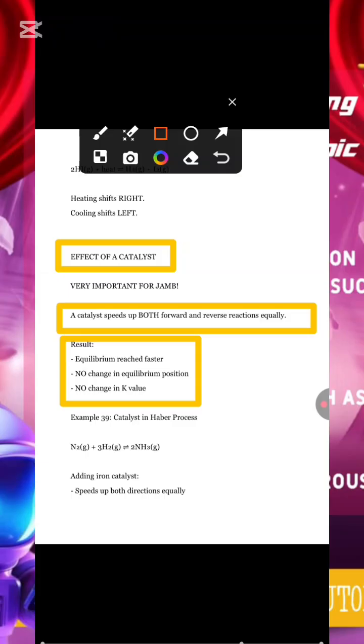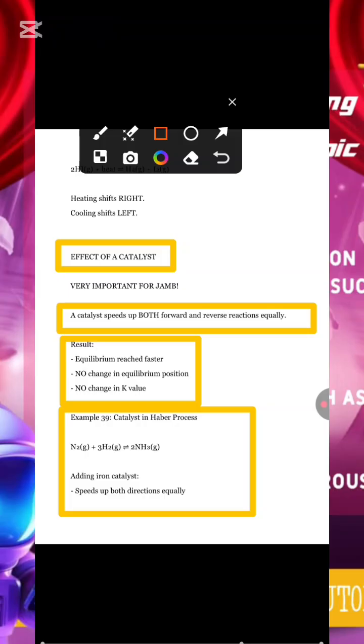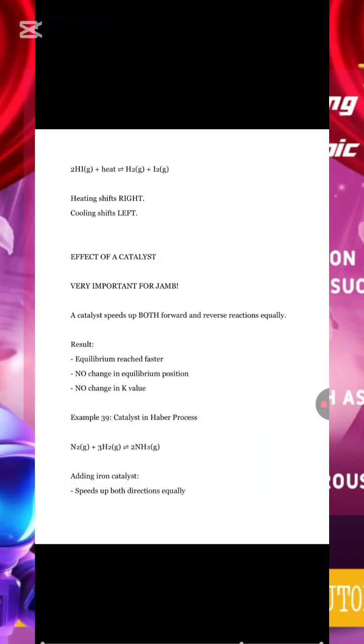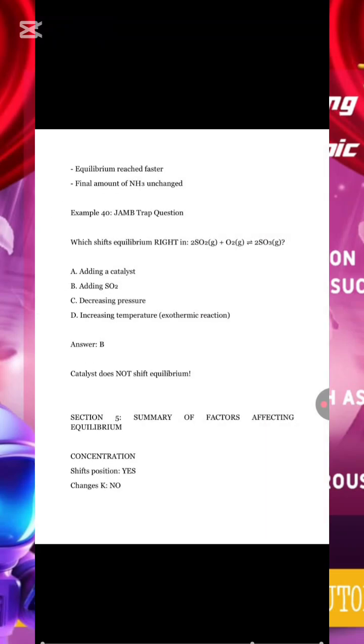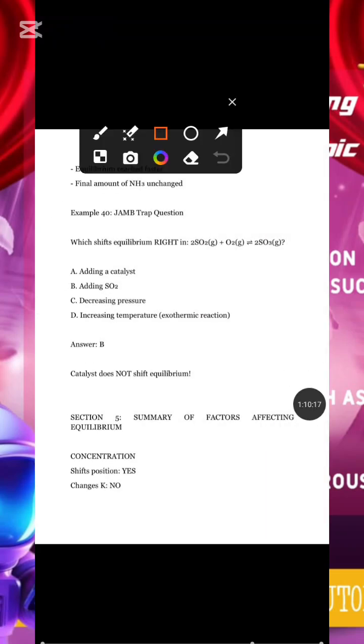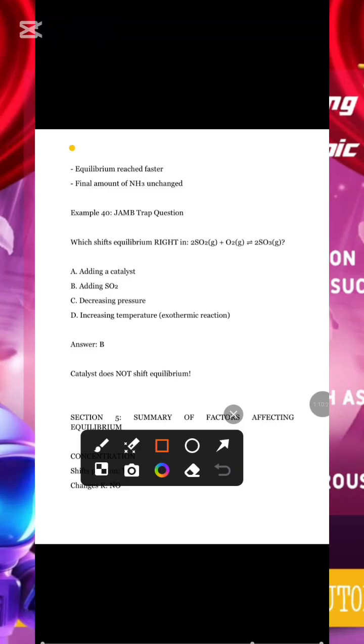You can see this particular example right here. You can see nitrogen reacting with hydrogen. This is the same Haber process we have been using before. When you add an iron catalyst, what will happen? It will speed up both. It will speed up the reaction in both directions, forward and reverse. But the equilibrium will be reached faster and it will not change. Equilibrium is reached faster, but the final amount of ammonia remains unchanged.